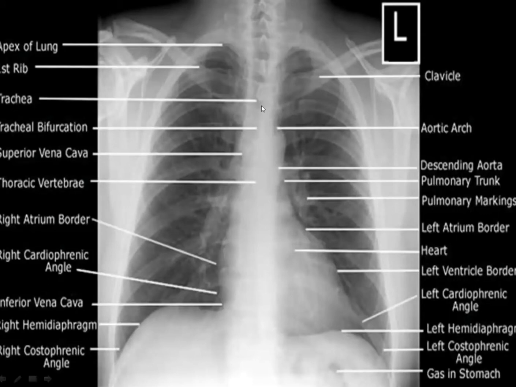You should be able to see the trachea, the tracheal bifurcation, the aortic arc. Then one very important thing is the costophrenic angles. I hope you're able to see how sharp they are. Then the right atrium border, the heart, the left atrium border, the pulmonary markings. The things that I've mentioned are actually very important, so please take note of them.